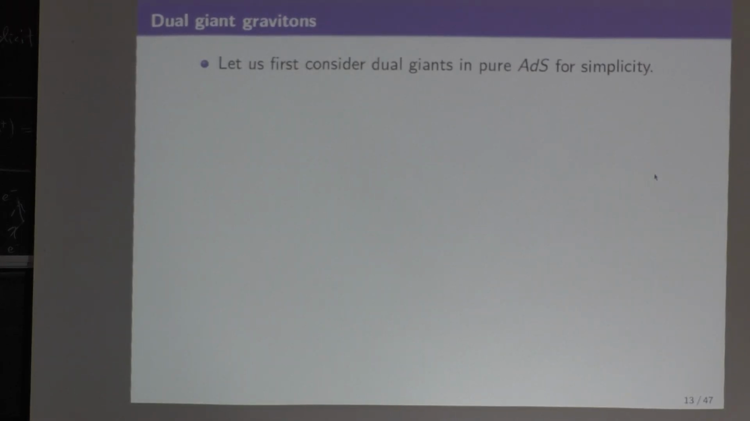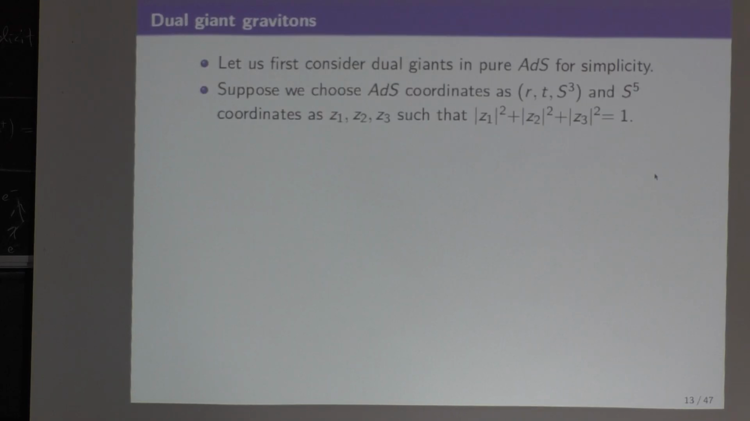Okay. So first we'll consider the dynamics of the dual giant gravitons in pure AdS space, and then we'll go to the black hole. So first let us consider dual giants in pure AdS. Suppose I use these coordinates r, t and s, any three coordinates on S3. And on S5 I use three complex coordinates z1, z2, z3 such that the sum of their squared magnitudes is 1.